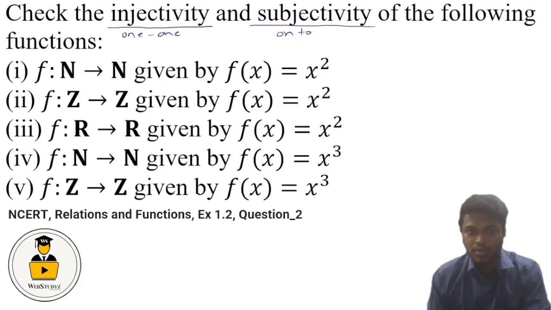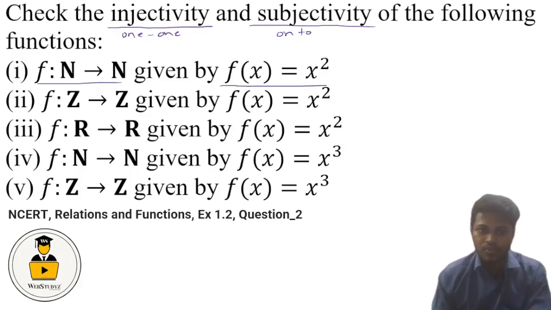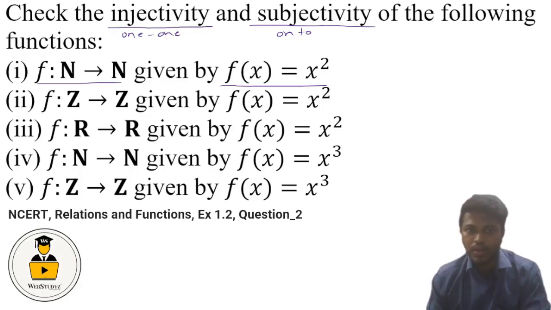So here the function is from natural numbers N to N, and the function is x square. So first we need to understand what we mean by injectivity or surjectivity. Injectivity, or a one-to-one function, means we take any two elements from the domain and assume that f of x1 equals f of x2. After assuming that, if we get x1 equals x2, we can say that the function is injective or one-to-one.